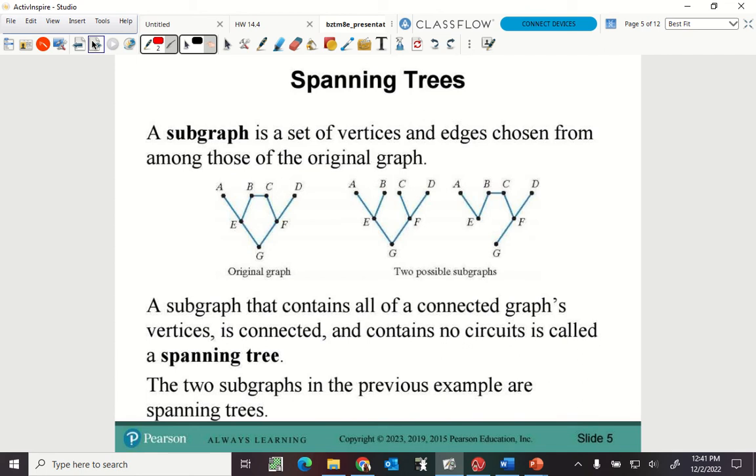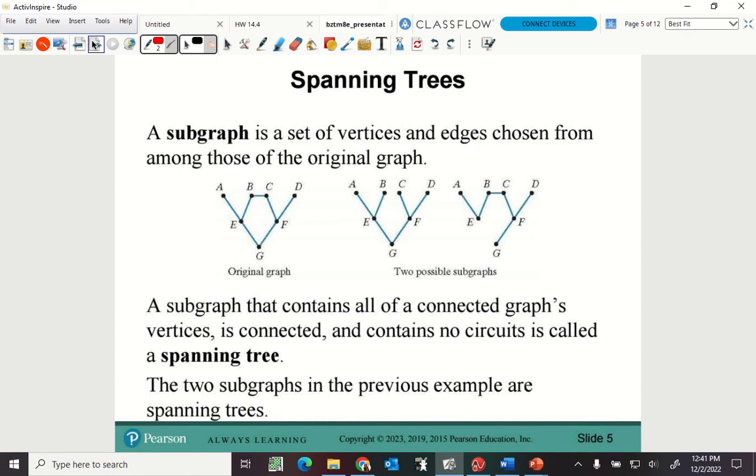The original here. Okay? So I only could use the original edges, and now I'm going to make it into a tree by taking away some of the ones that I'm going to use. I don't have to use all the edges. I don't want to use all the edges.